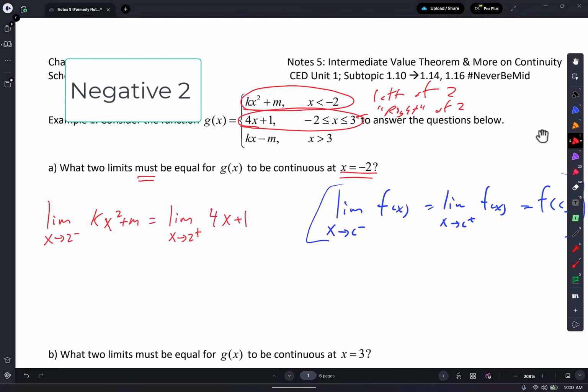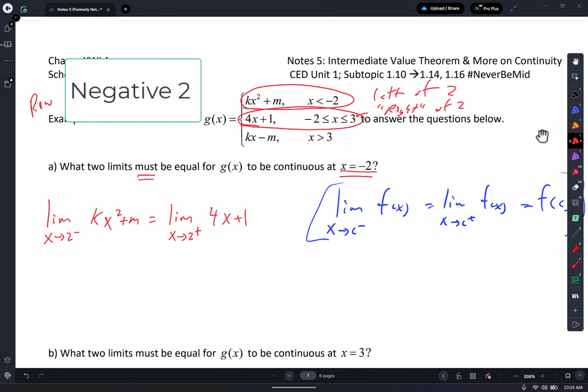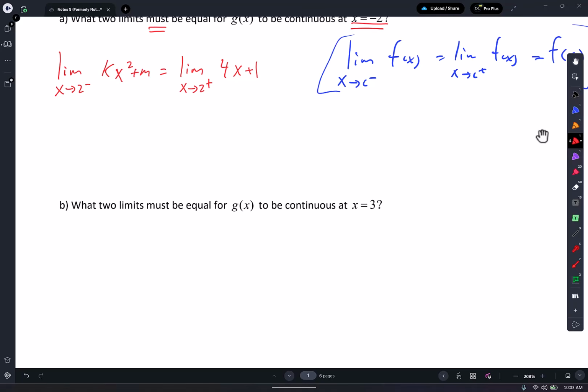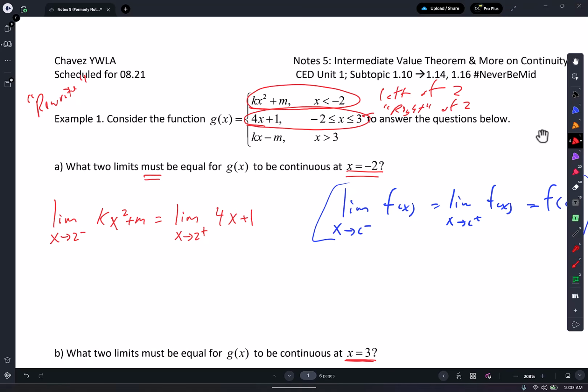Maybe I should rewrite these notes for next year. Rewrite, or you guys tell me. Maybe I'll stay with the same. Letter B. What two limits must be equal for g of x to be continuous at x equals 3? Well, the limit as x approaches 3 from the left better equal the limit as x approaches 3 from the right. Now, if I'm approaching from the left, I'm actually using this middle one here. Do you guys see that? This one here is left of 3, because it's between 2 and 3. And then this one down here, let me circle the expression, is right of 3.